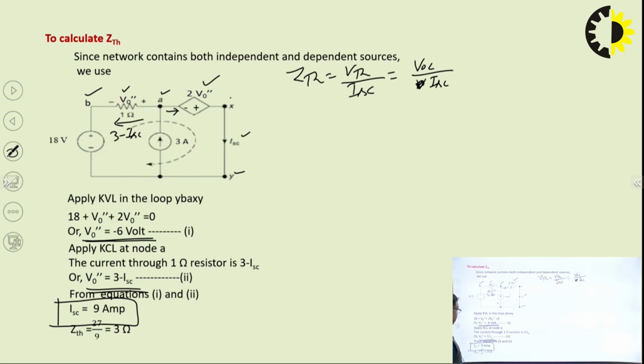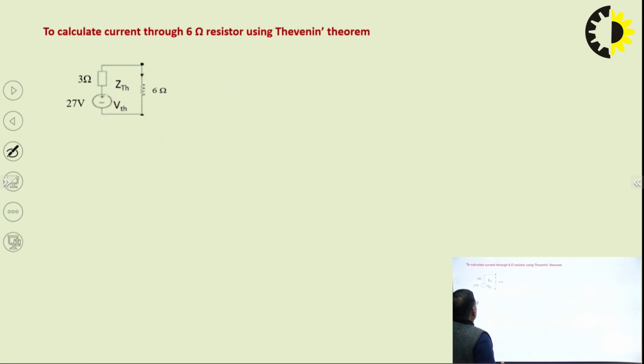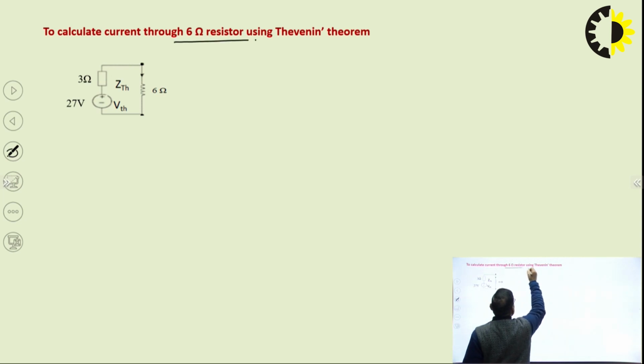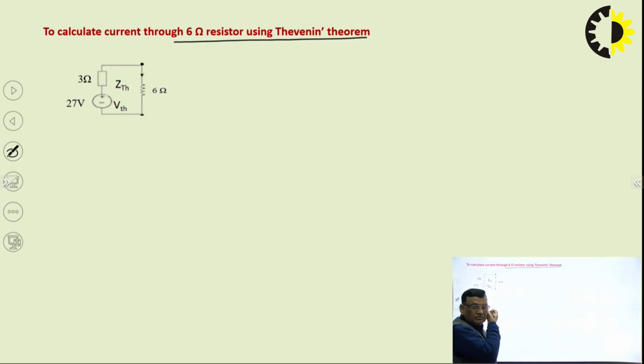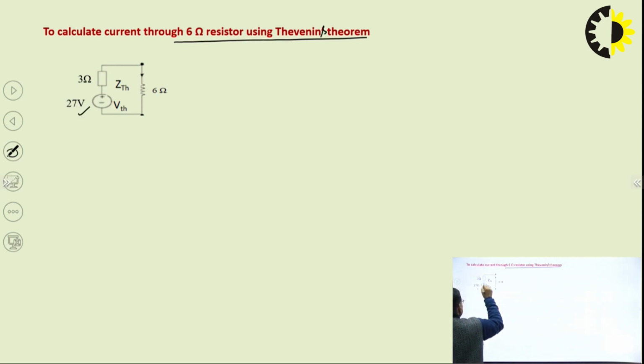So ZTH is 27, that is your open circuit voltage, divided by 9. So this is 3 ohm using this expression. So first we have calculated ZTH. Now calculate the current through the 6 ohm resistor using Thevenin's, because in this circuit we have to apply both Norton's and Thevenin's. So first we are applying Thevenin's theorem. So this is your VTH, this is your ZTH, and then connect the 6 ohm resistor.